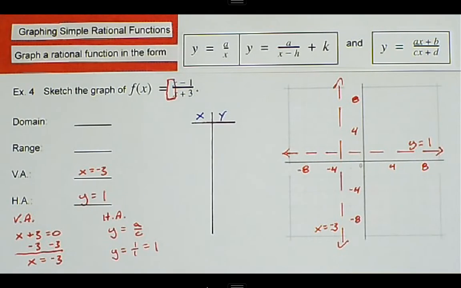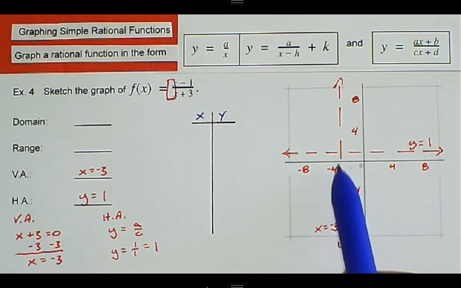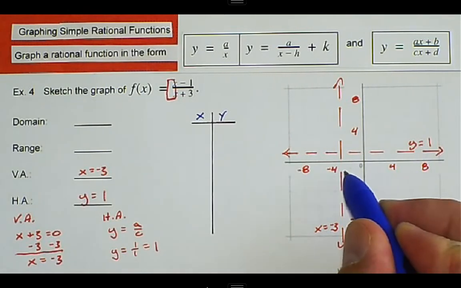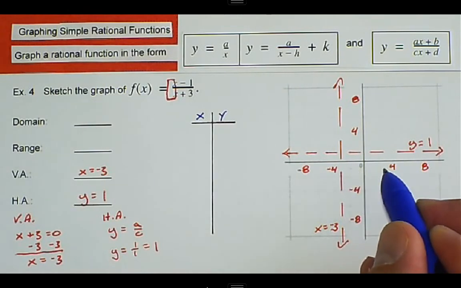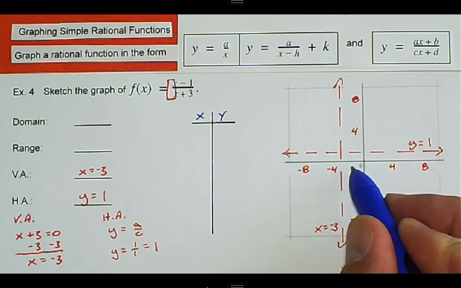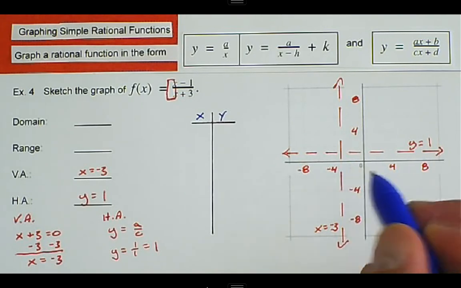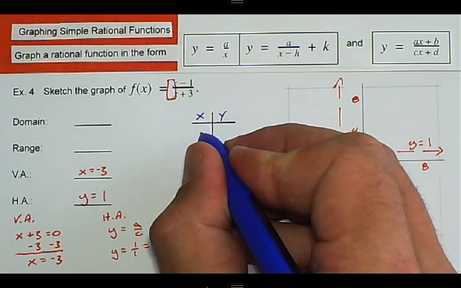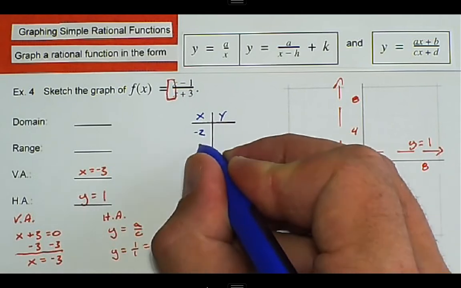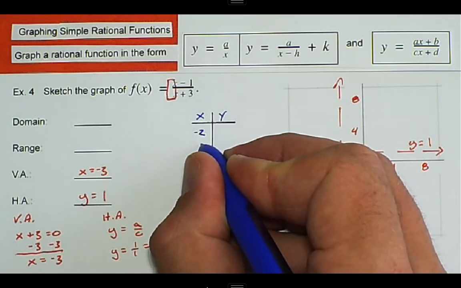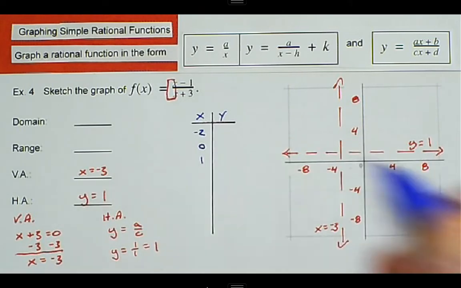Then we have to get an idea of what some good points would be to pick, and we want to pick on either side of the vertical asymptote here. And so we want to pick some values that are to the right, and so we can pick -2, or let's pick 0 and 1.